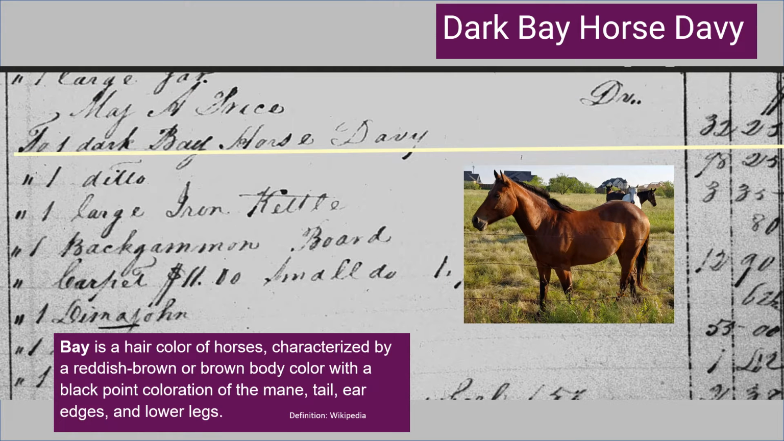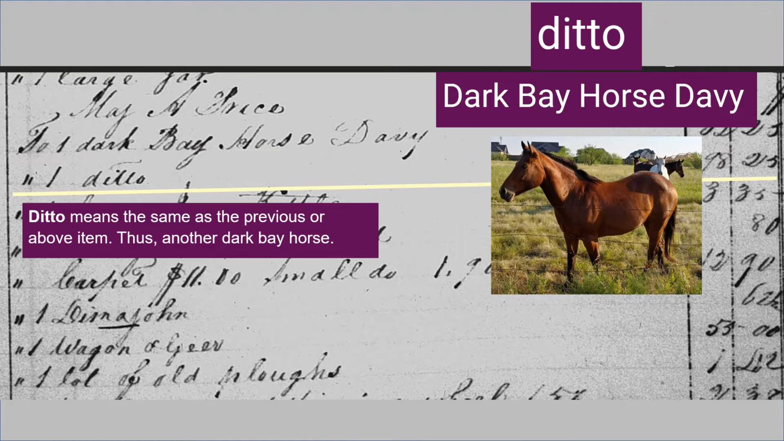Dark bay horse, Davy. I am not sure if Davy is the name of the horse or has something to do with the kind of horse. I think it's the name. Bay is the hair color of horses, characterized by a reddish-brown or brown body color with black point coloration of the mane, tail, ear edges, and lower legs. Ditto means the same as the previous or above item. Thus, another dark bay horse. Now, if Davy is the name of the horse, I don't think they had two horses named Davy.